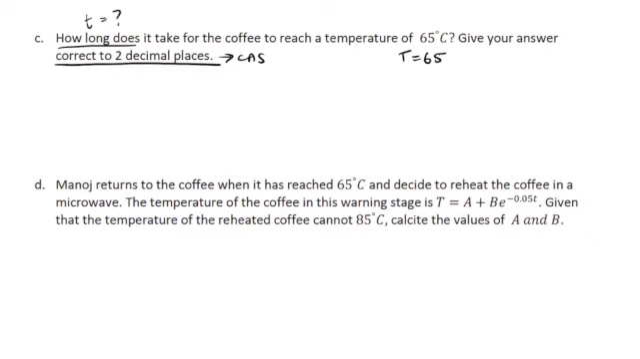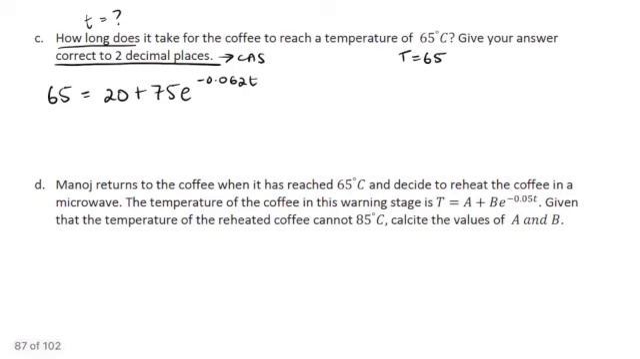So all we have to do at this point is substitute in, and then we will work it out by hand for as far as we can get, and then at some point we're going to have to use the CAS calculator. So capital T, 65, is equal to 20 plus 75e to the power of negative 0.062 little t. That's what we don't know.